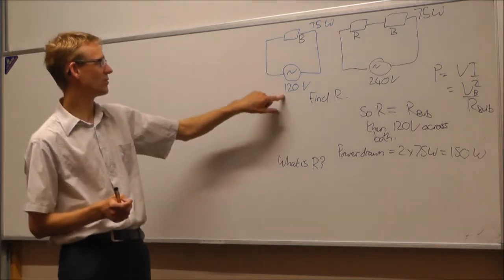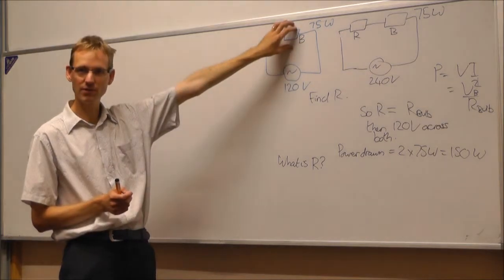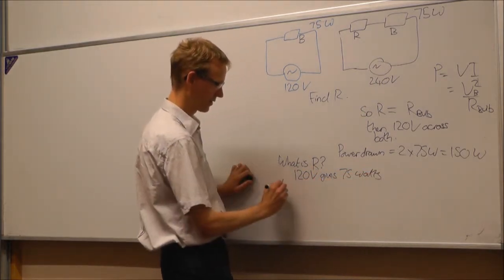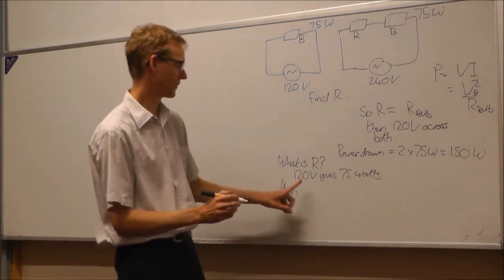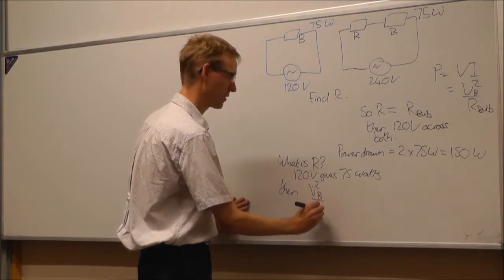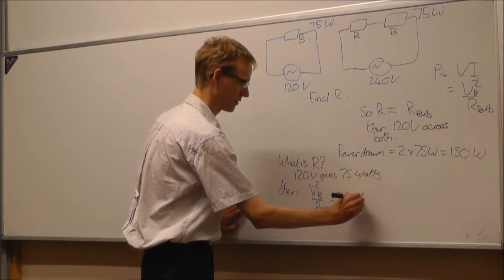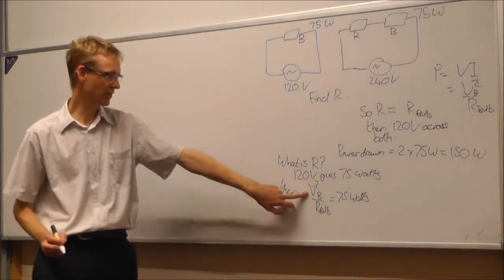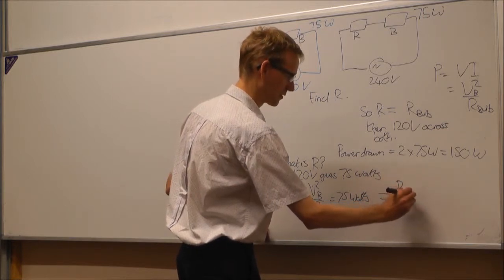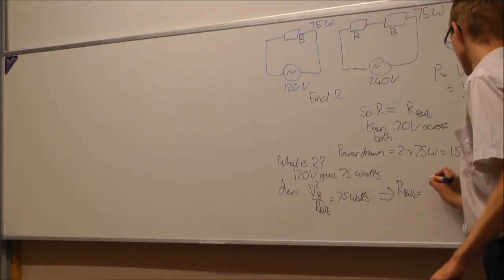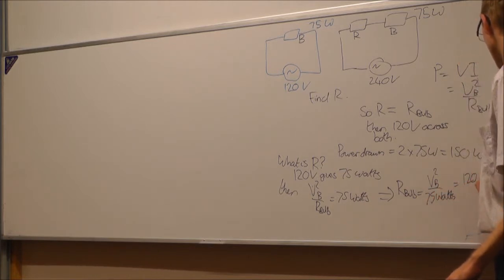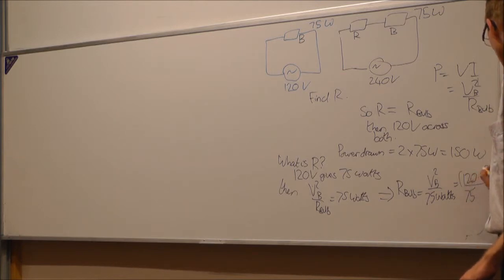So if we know 120 volts gives you 75 watts, then what we want is the bulb's resistance. So V squared bulb over R bulb equals 75 watts. We know the voltage, 120 volts, and we want R bulb, so that implies that the resistance of the bulb is V squared over 75 watts, which equals 120 volts squared over 75 watts.